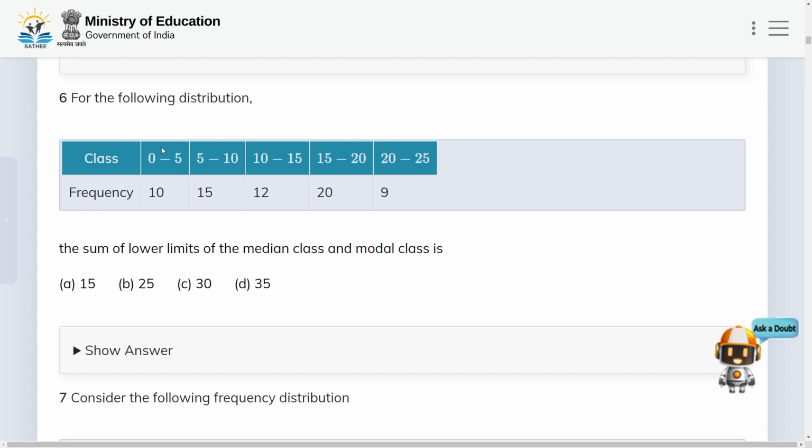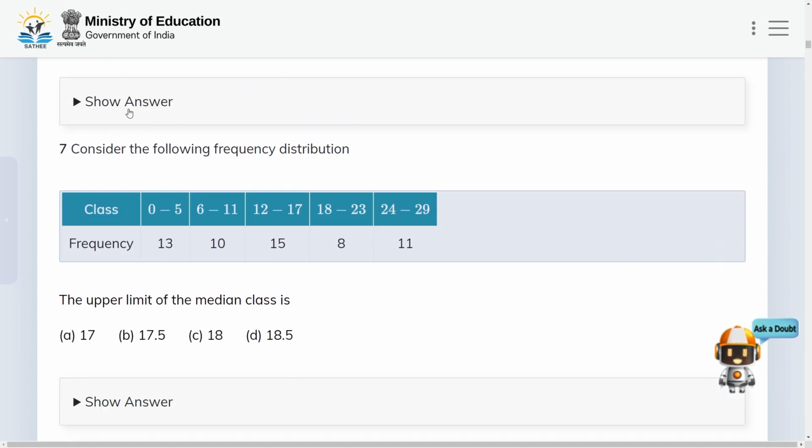So here we have class 0 to 5, then frequency is 10. For class 5 to 10, frequency is 15. For class 10 to 15, frequency is 12. And for class 15 to 20, frequency is 20. And for class 20 to 25, frequency is 9. Okay, so what is the sum of the lower limits of the median class and modal class?